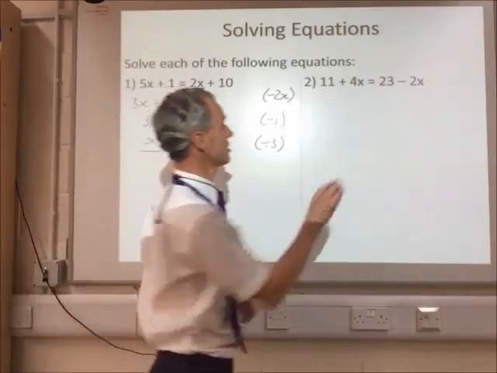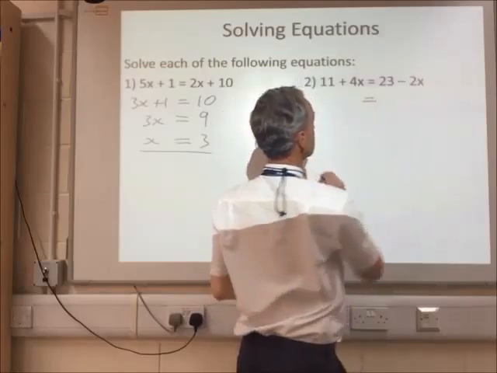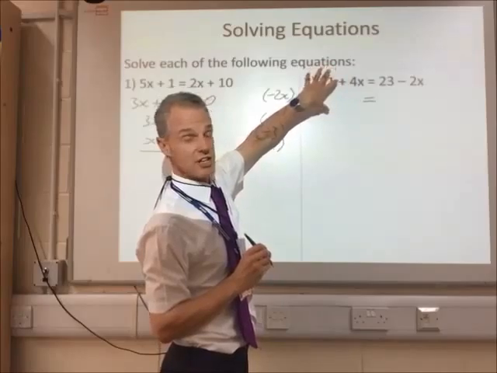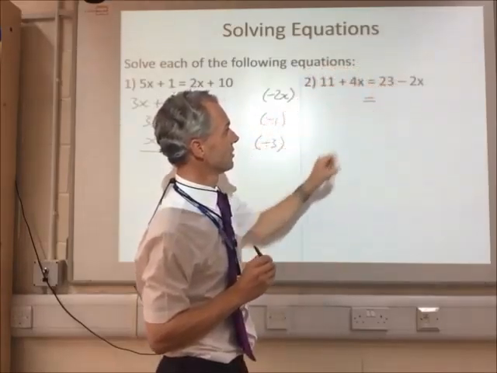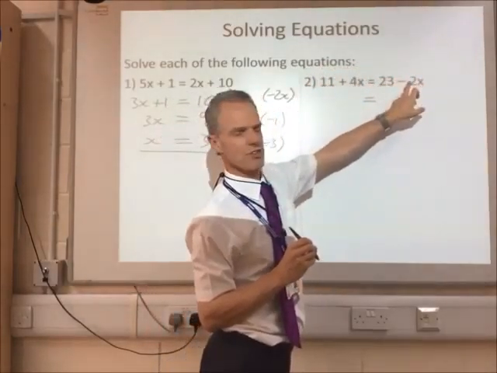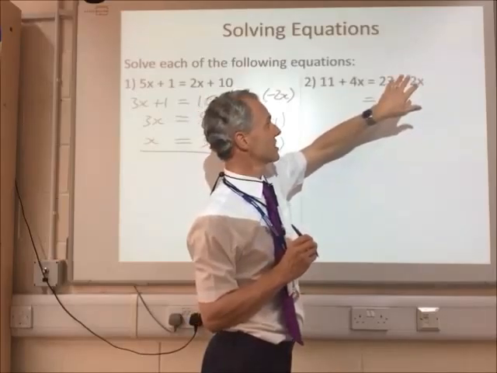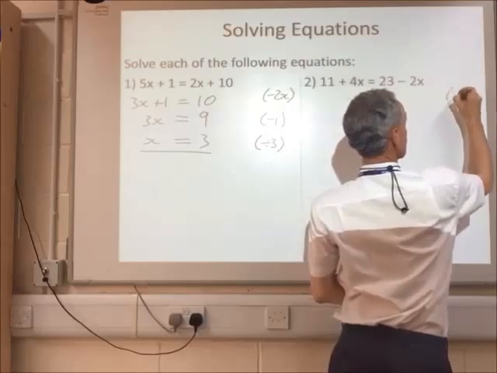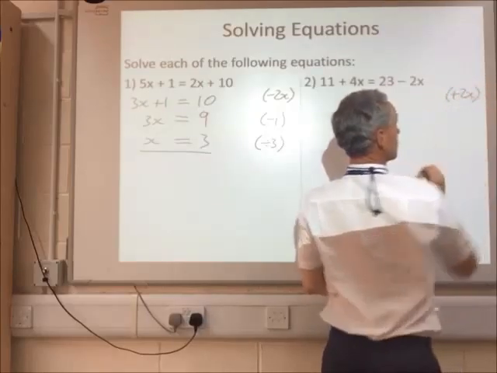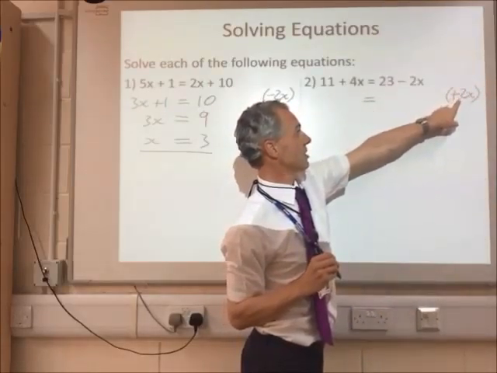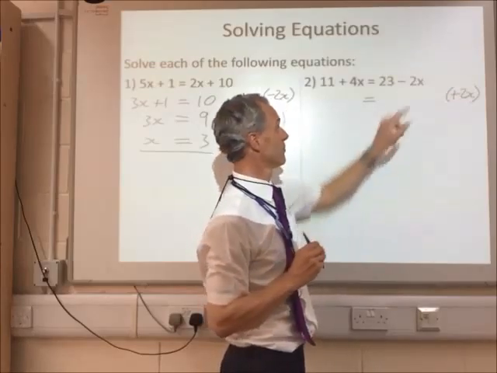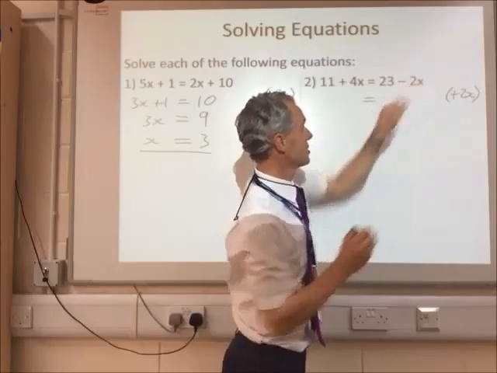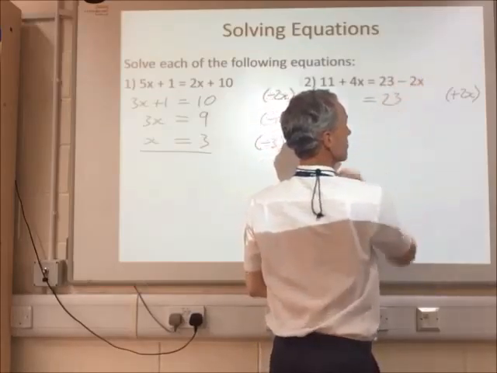Okay, let's move over to this side here, put the equals in. Again, I'm going to try and get my x's on the left-hand side and numbers on the right-hand side. At the moment, I've got minus 2x on the right-hand side, and I don't want that there. To get rid of that, to cancel it out, I need to add 2x. So my working here is reminding me I'm going to add 2x to both sides of the equation. So on the right-hand side, if I add 2x, that minus 2x will disappear and just leave 23.